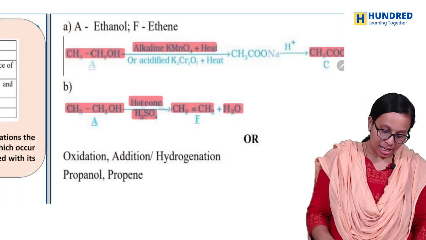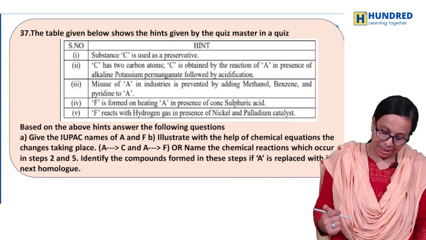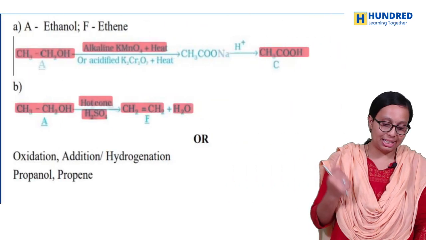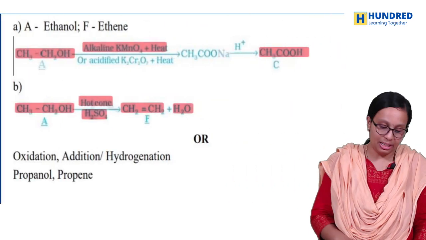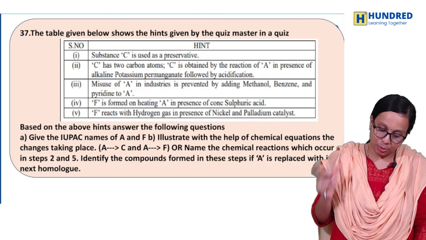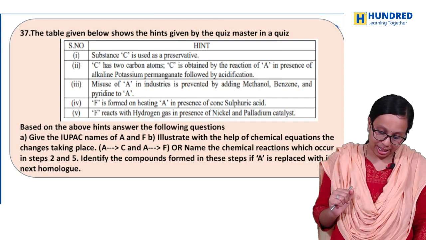So this is the reaction. They have asked us to give the IUPAC name of A and F. The IUPAC names are ethanol and ethene, illustrated with the chemical reactions. So we have written the chemical reactions.